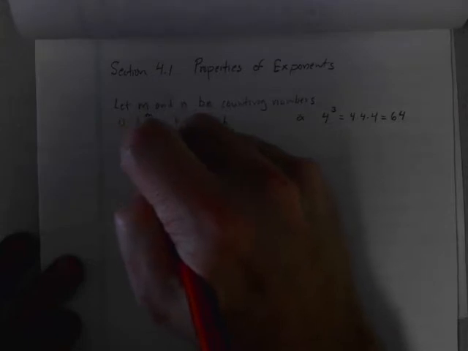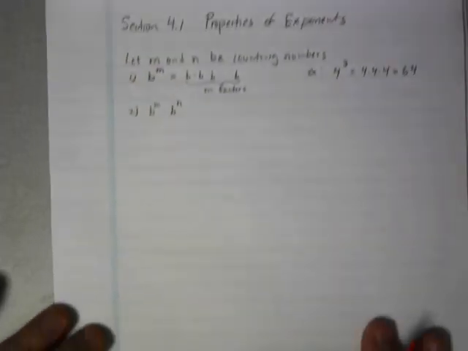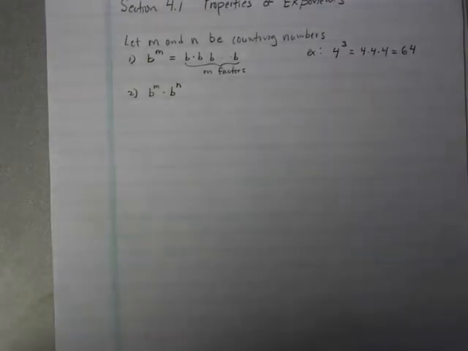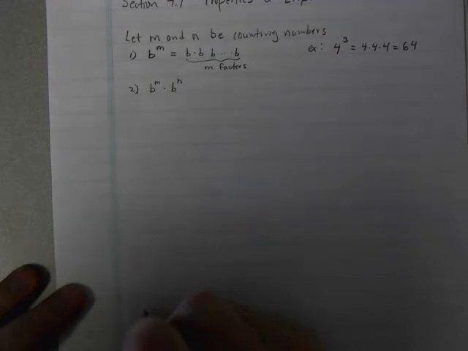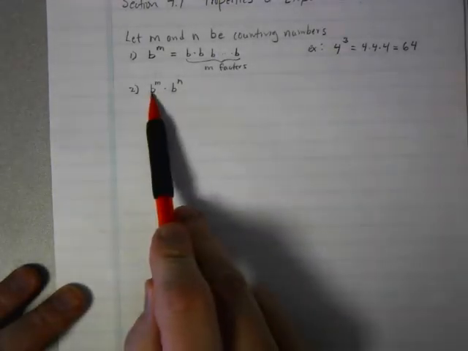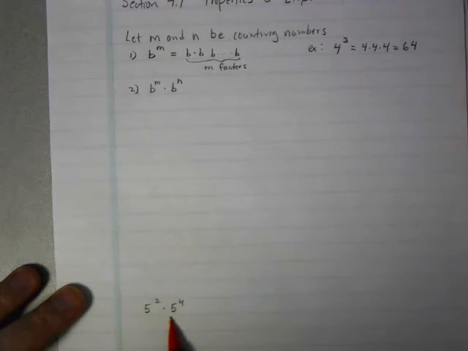Property number 2: b to the m times b to the n. I'm going to give you an example, which is why I say leave some space. Say I had 5 squared times 5 to the 4th. My bases are both 5, and my exponents are different, 2 and 4. They might be the same, but in this case they're different.